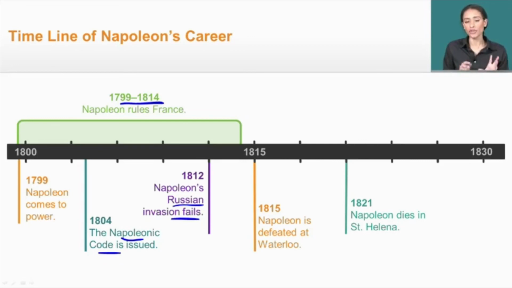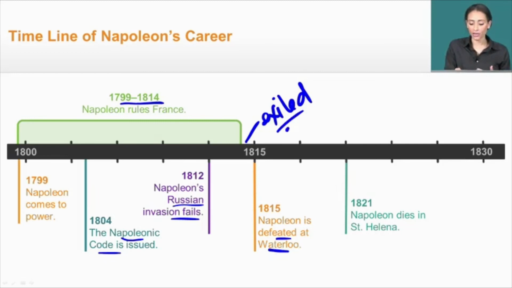Now, shortly after that failed invasion in Russia, Napoleon finds himself exiled for a short period. He escapes exile, is reinstated as emperor, but shortly thereafter he's defeated in the battle at Waterloo. Now, at that point, he's exiled again, and 6 years later, he dies in St. Helena.